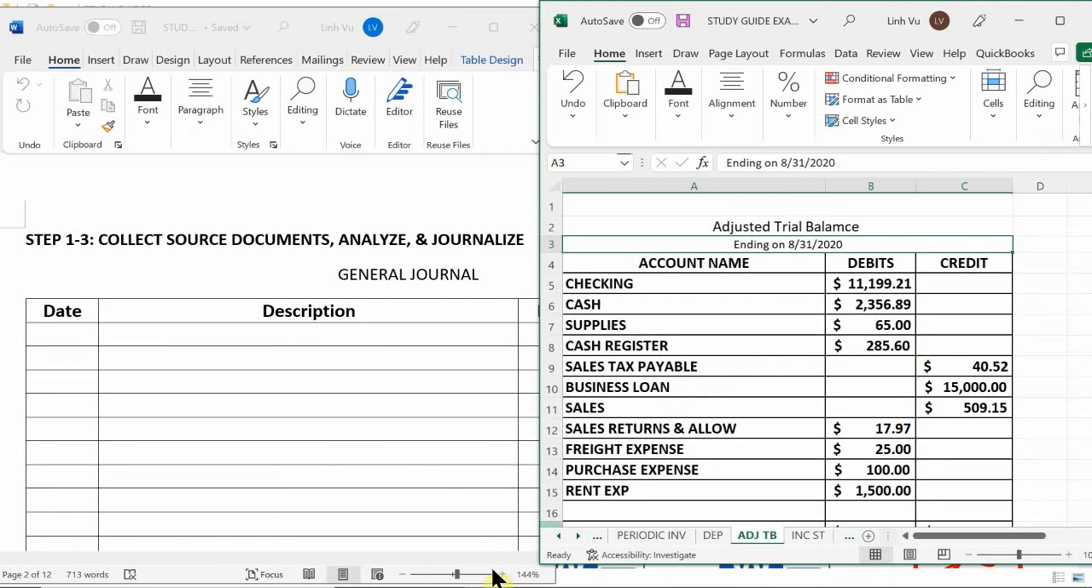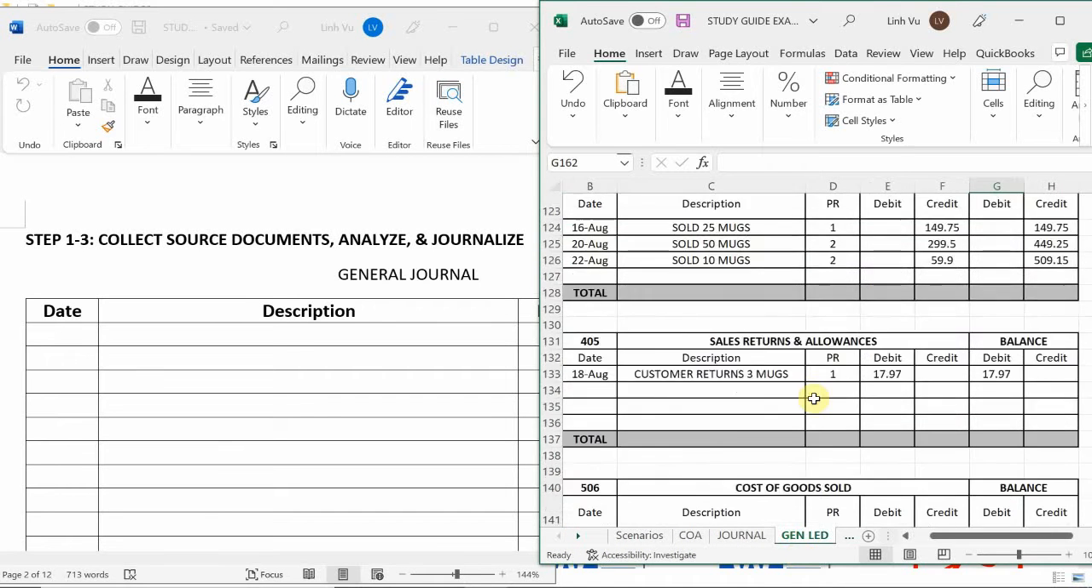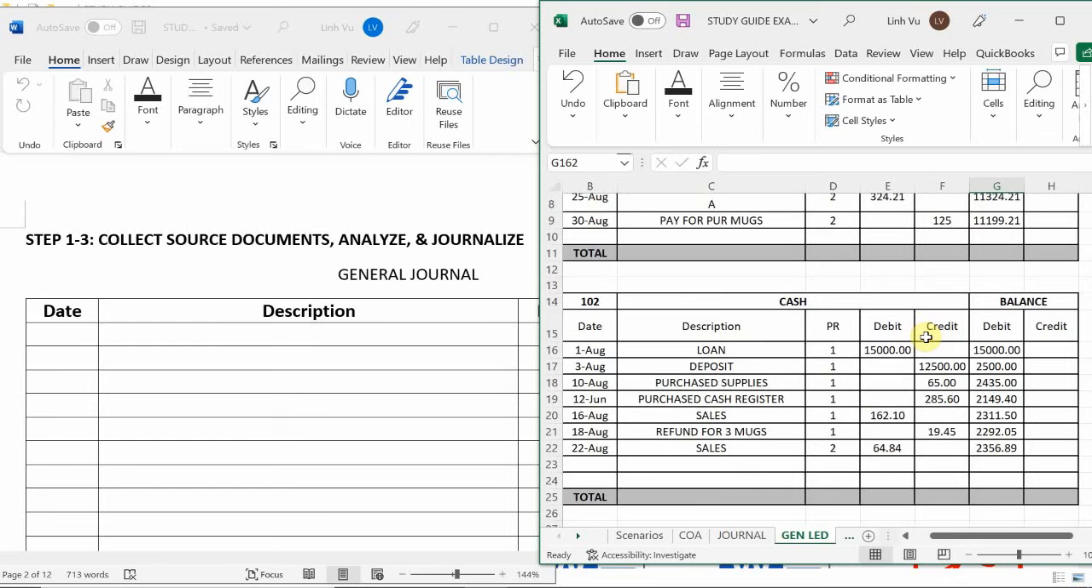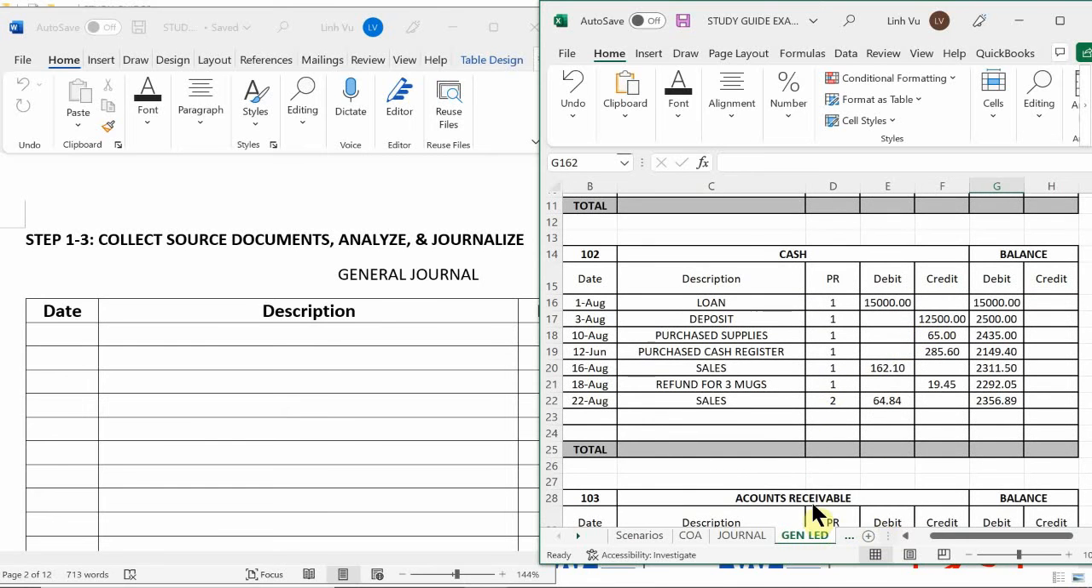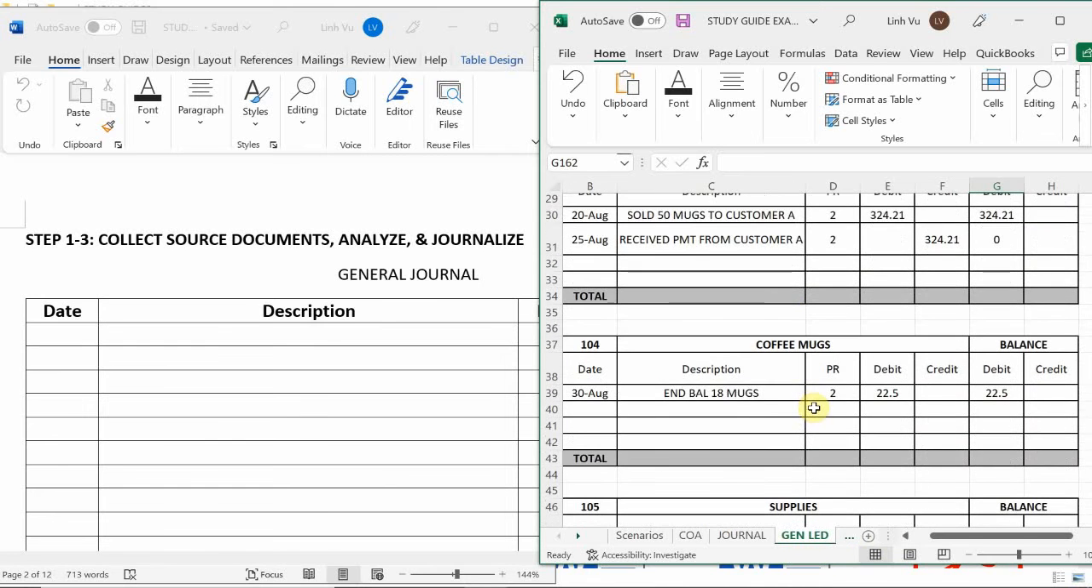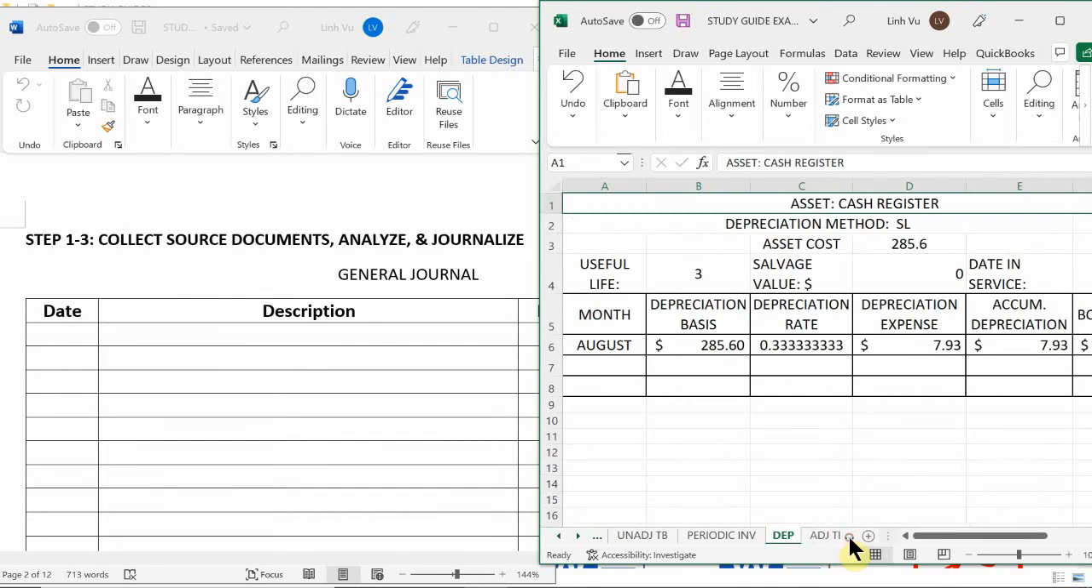So in this case, let's take a look at my ledger. Did my checking account change? No, it's still at 11,199.21. What about my cash? It's still the same. What about my accounts receivable? Don't have it. My coffee mugs. I have coffee mugs now, right? So I need to add in my coffee mugs.